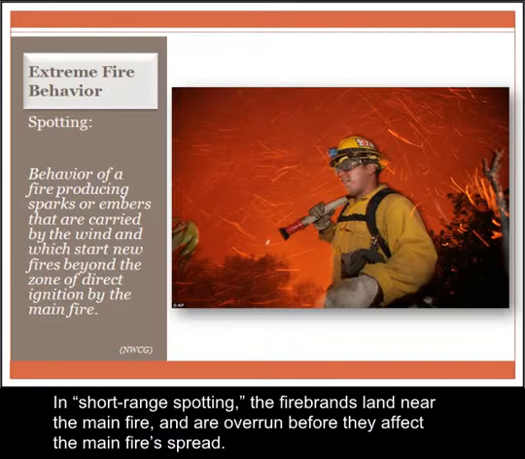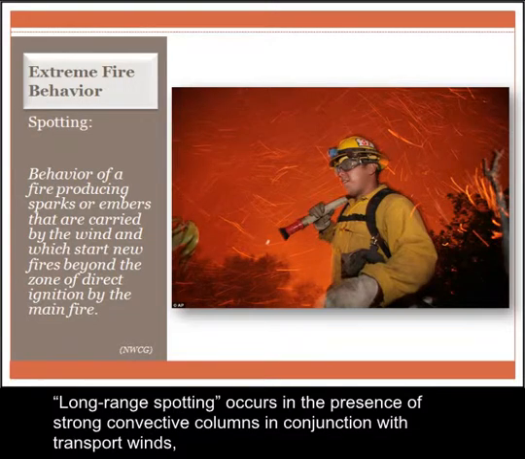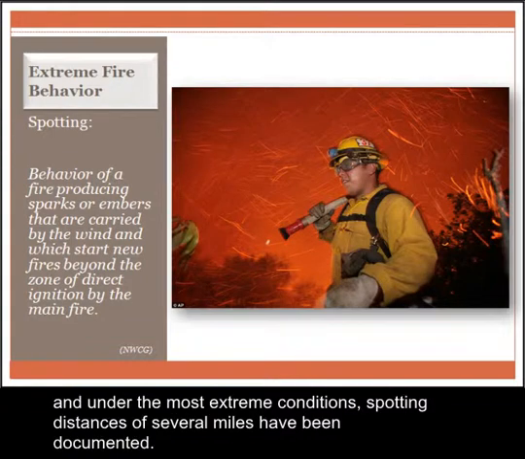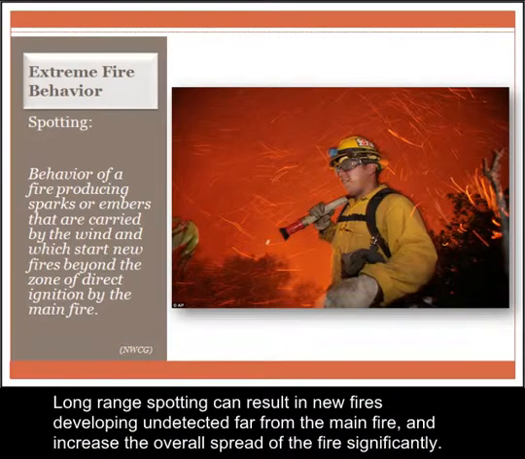In short-range spotting, the firebrands land near the main fire and are overrun before they affect the main fire's spread. Long-range spotting occurs in the presence of strong convective columns in conjunction with transport winds or in association with large fire whirls. Spotting distances can be over a mile in these situations, and under the most extreme conditions, spotting distances of several miles have been documented. Long-range spotting can result in new fires developing undetected far from the main fire, and increase the overall spread of the fire significantly.